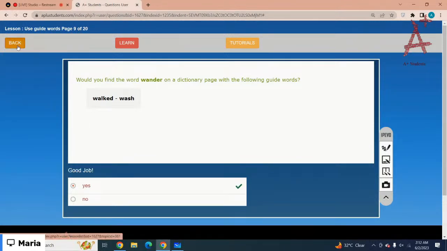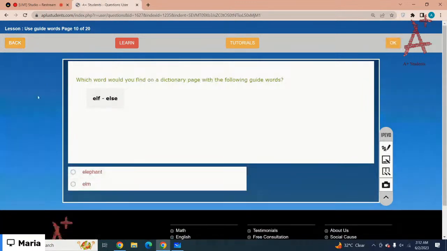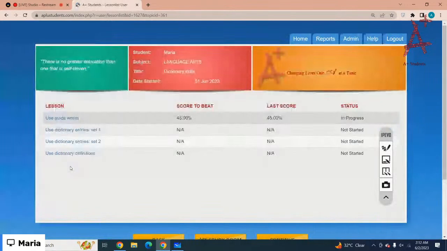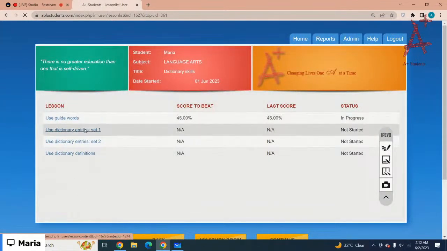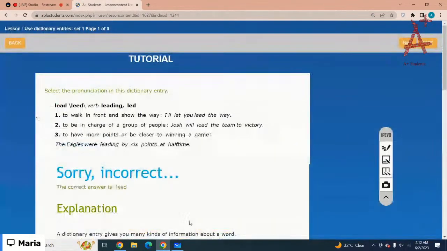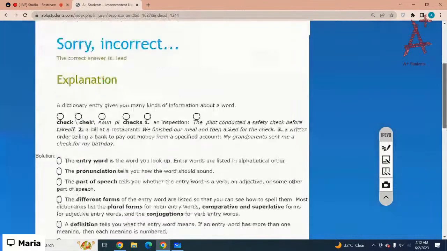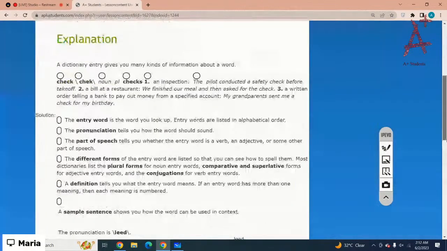Let me just move on to the next lesson. Got it? A bit tricky, but if you can do all of the practice questions, then that will be very easy for you. Let's just start with the first one. Use dictionary entries, set one. Okay, let's just look at the definitions. A dictionary entry gives you many kinds of information about a word.